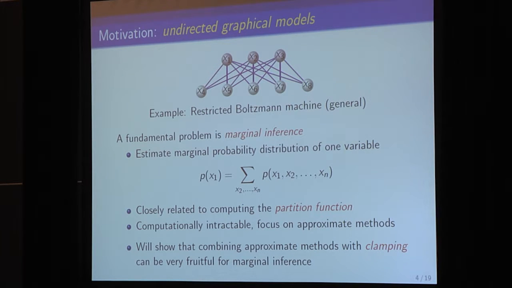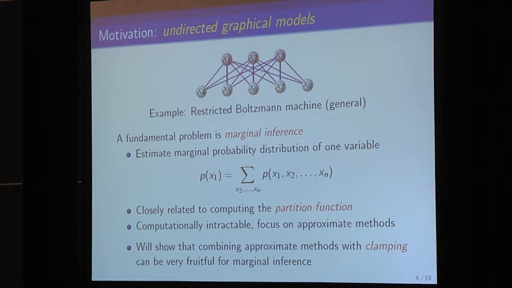This is a third example. At the top here, we have a very small restricted Boltzmann machine, where the green variables on the bottom are observed, and the red ones at the top are unobserved. And here, the edges could be attractive or repulsive, so it's another example of a general model.